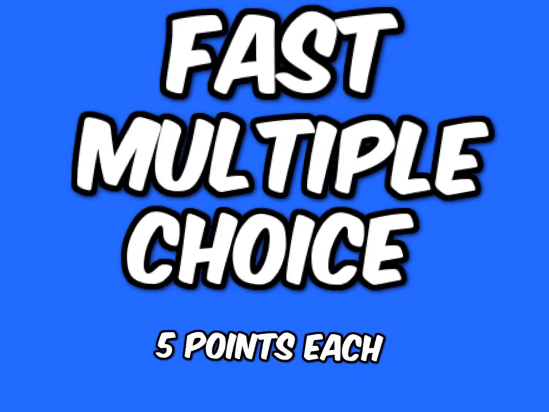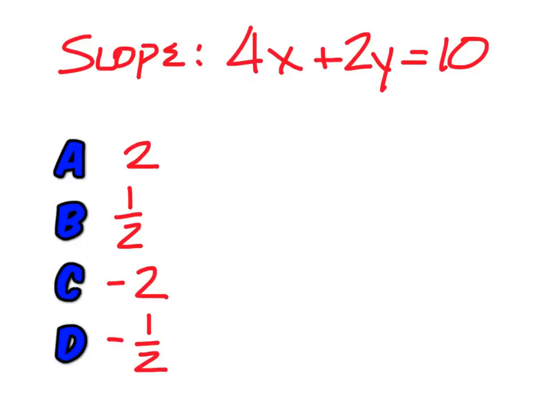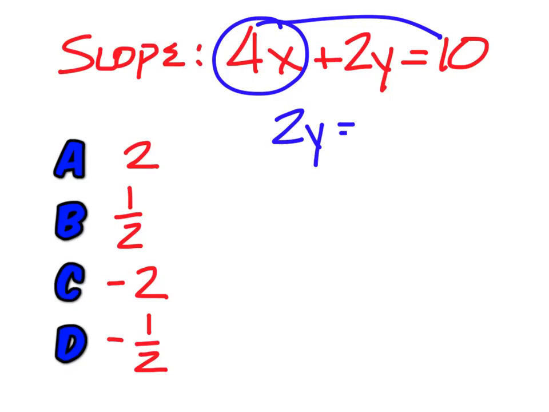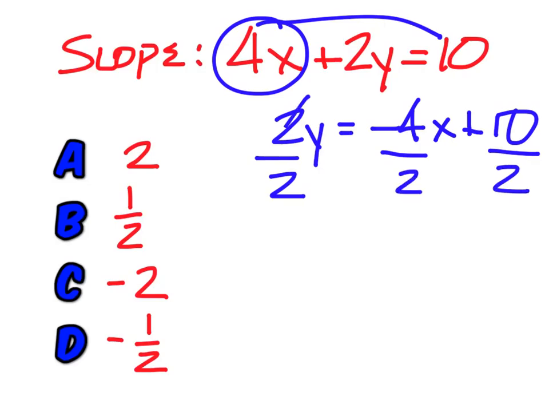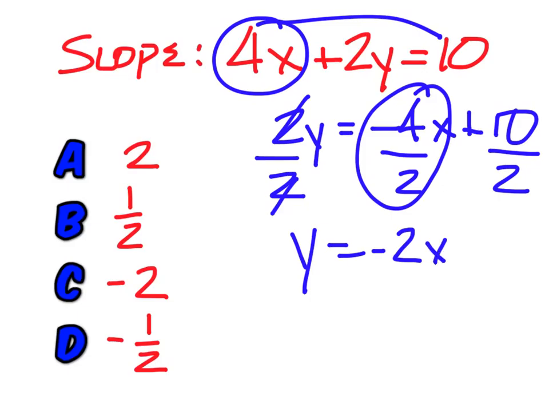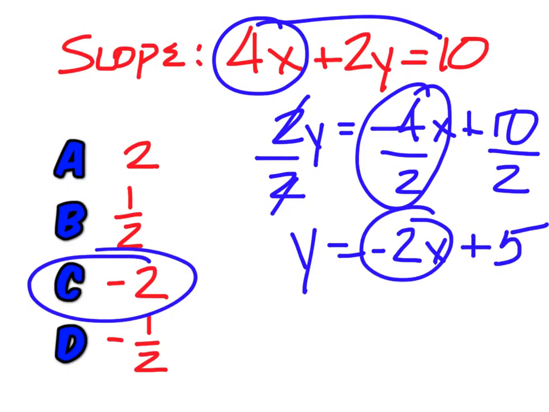Here's a multiple choice. Block letter only. You have to move this to the right side and make it a negative 4x and then divide everything by a positive 2. Cancel. And this is a negative 2x plus 5. The slope is this. There is the answer.